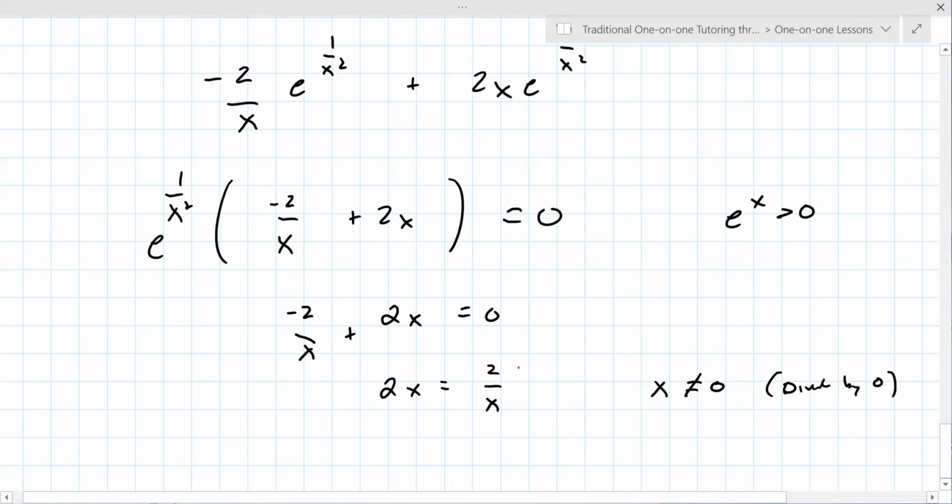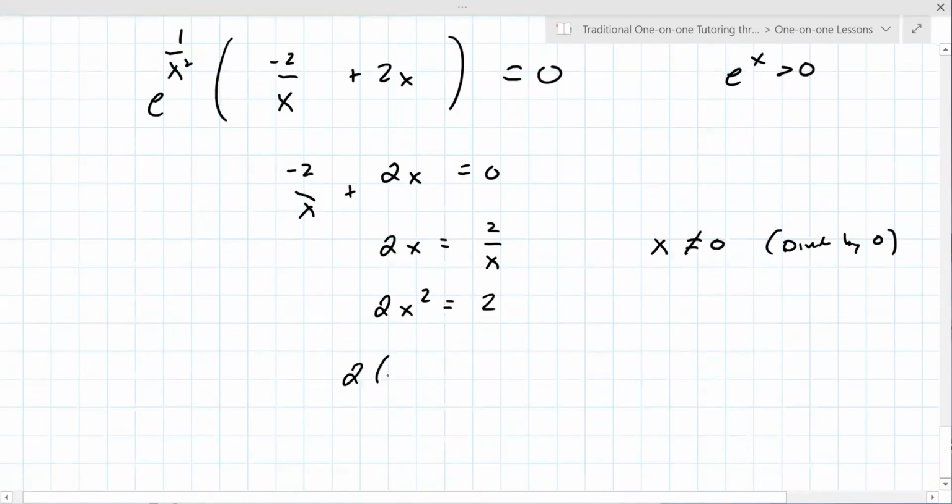It's undefined. Yeah, but then you still keep going. So you multiply both sides by x, and you get 2x squared equals 2. Then you have to divide by 2, or you can move the 2 over. There's lots of ways to do this, and you end up getting x equals plus or minus 1 as your critical points.